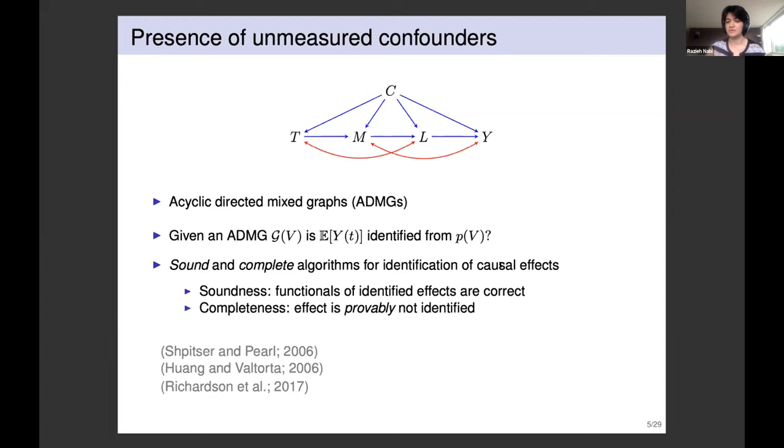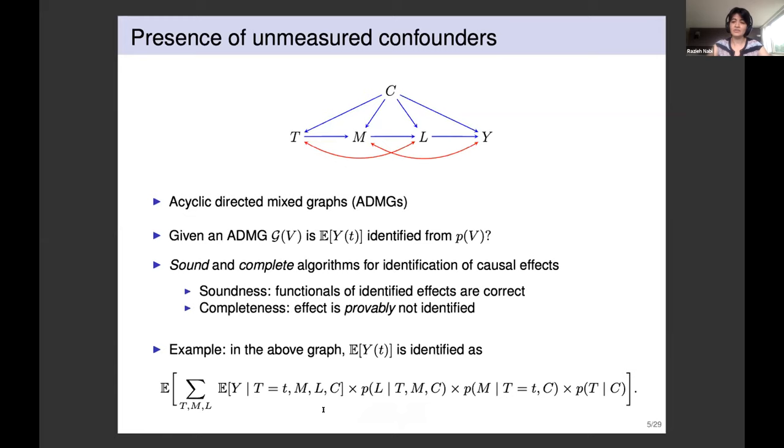So these algorithms are pretty cool, but unfortunately they are underused, owing mostly to the complexity of the functionals that they output. For example, using the algorithm described in Richardson and colleagues' paper, we can write down the counterfactual mean in this graph as a function of observed data via this functional, where we are using the outcome regression and the conditional densities for both mediators and the treatment. If I want to use, for example, a plug-in estimator, I need to specify a lot of pieces in the likelihood. I need to almost know the entire likelihood to be able to estimate this quantity.